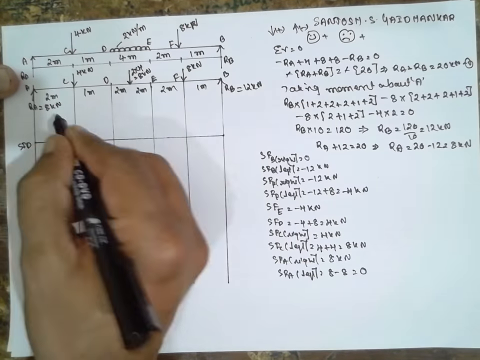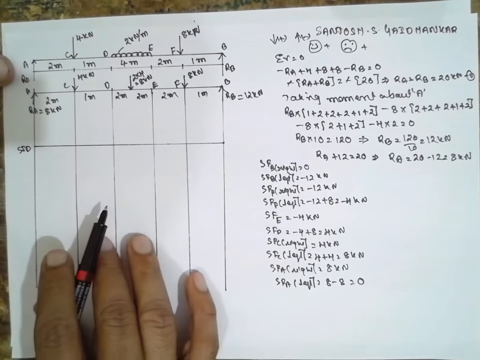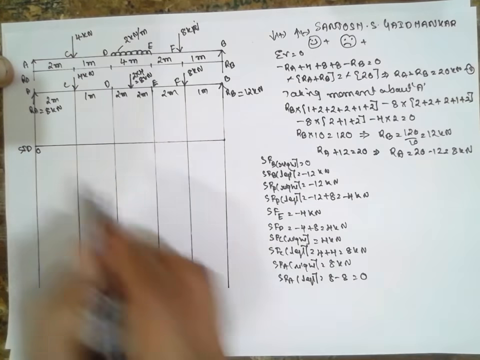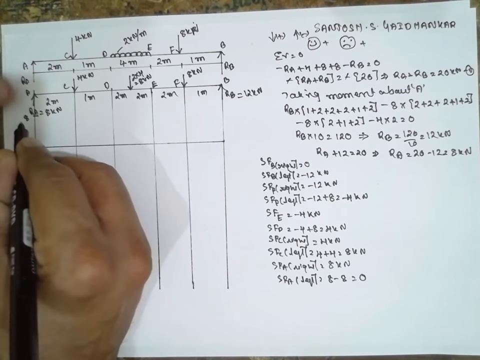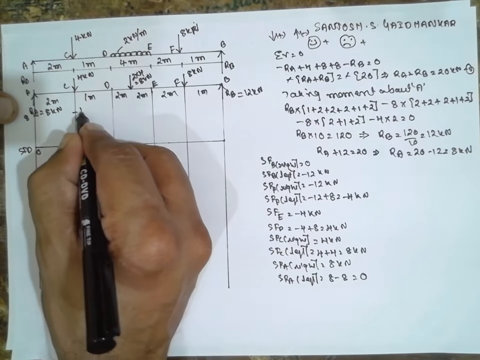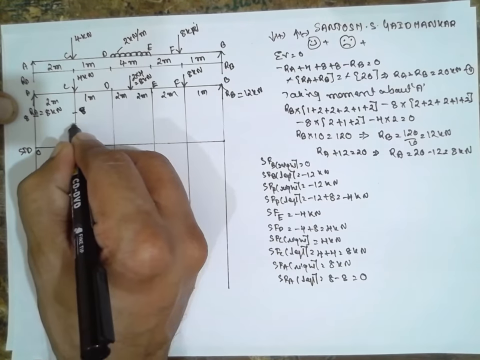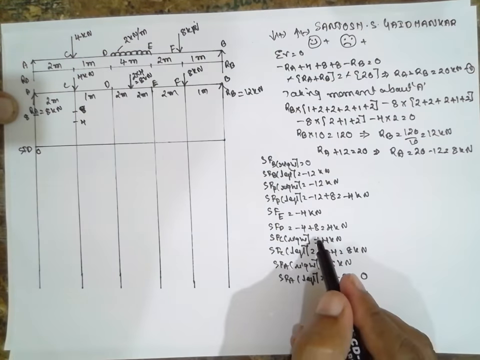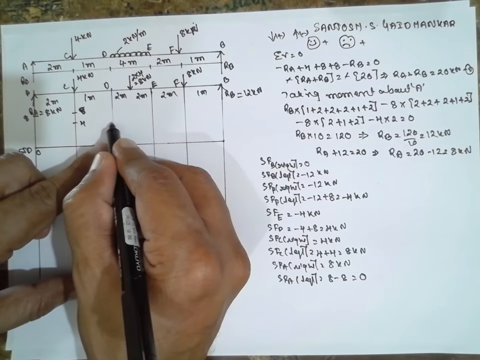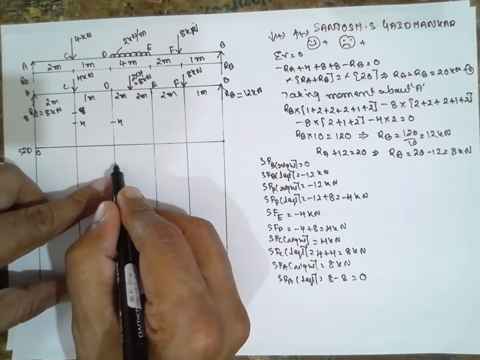SFD: above is positive and downward is negative. The first is 0, 0. At A there are 2 points, 0 and positive 8, 8, 8. Next at C, 8 and 4. At D, 4 and minus 4.